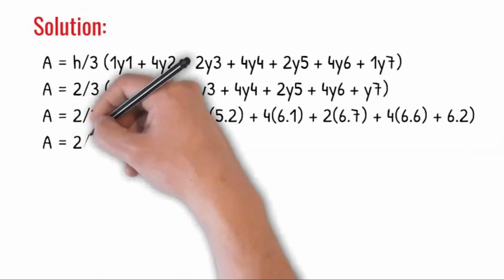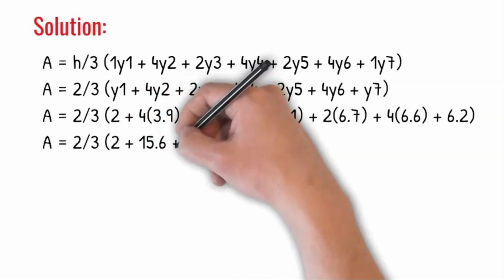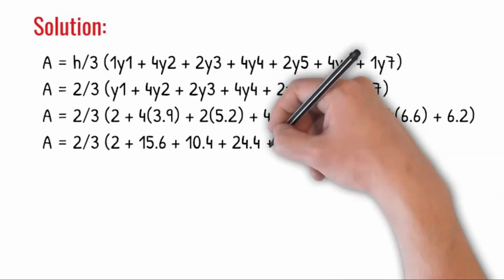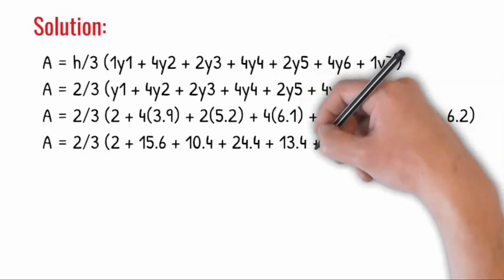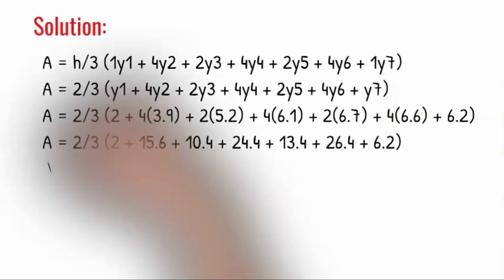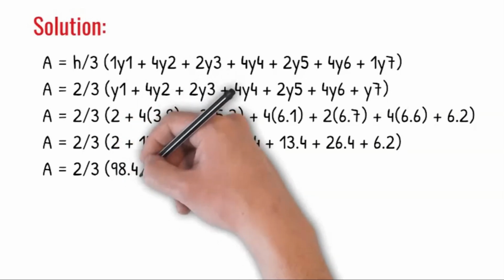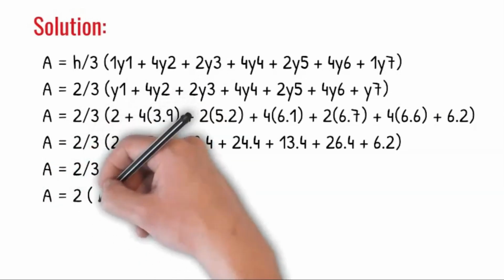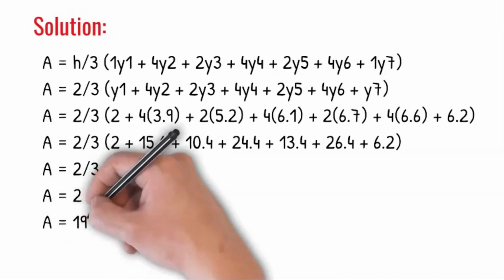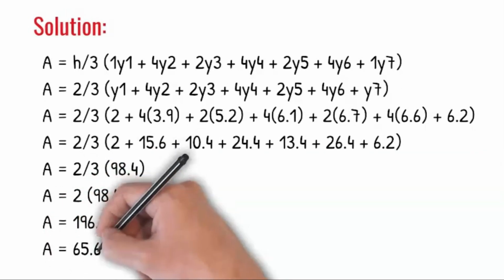Area equals 2/3 times the sum of 2 plus 15.6 plus 10.4 plus 24.4 plus 13.4 plus 26.4 plus 6.2. Area equals 2 over 3 times 98.4. Then rearranged it as area equals 2 times 98.4 and then divide it by 3. Area equals 196.8 divided by 3, and area will be 65.6 square units.